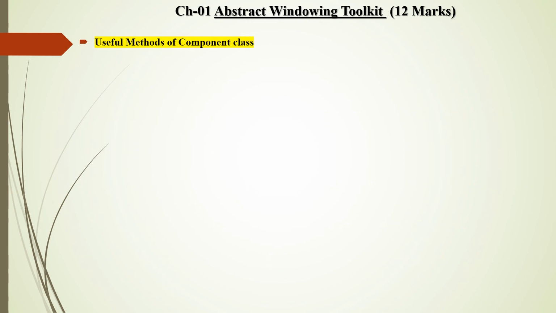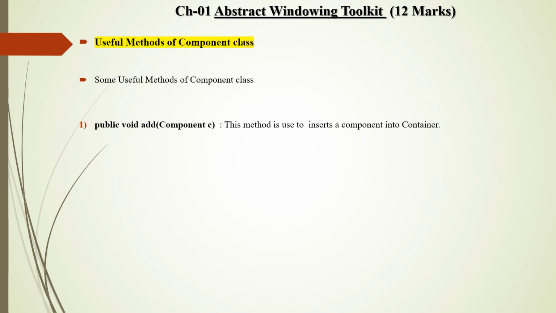Next we see some useful methods of the Component class. First method is public void add, in which we pass one parameter, a component object. This method is used to insert the component into the container. So when you want to insert some component in a container, this method is used.